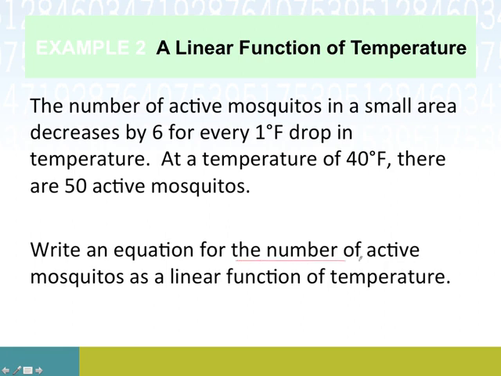So the number of active mosquitoes. Well, okay, so the number of active mosquitoes is a numerical quantity that we're trying to study. And in particular, it's telling us that we're going to write this as a function of something else. So number of active mosquitoes is going to be some input variable, y.